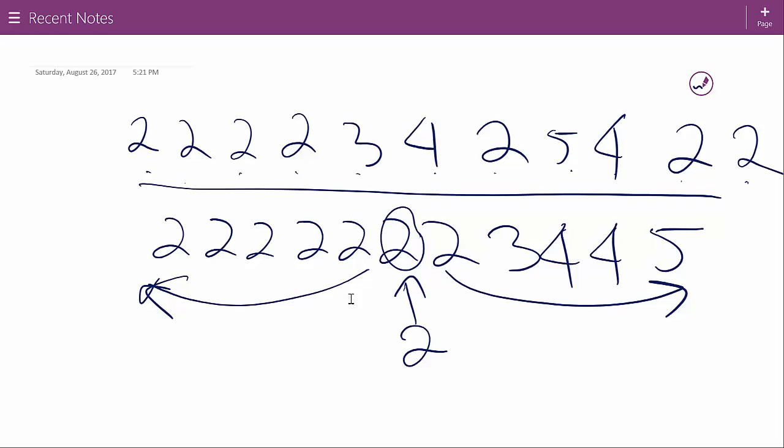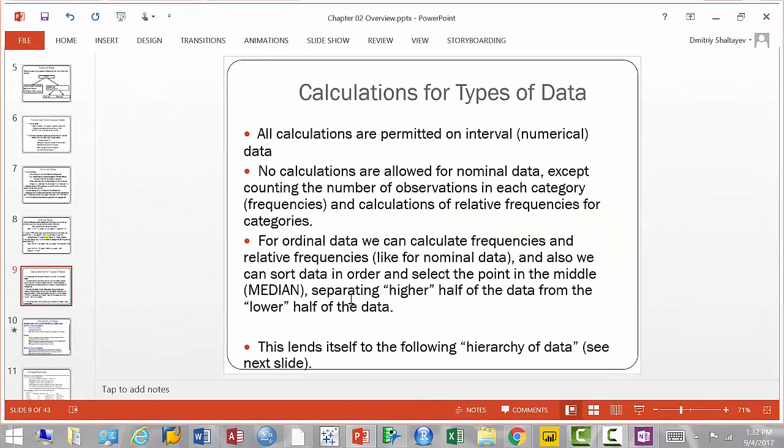That's the only extra thing that I can do with ordinal data that I could not do with nominal data, because nominal has no natural ordering. This one does. So the only extra thing that I could do with ordinal data is to compute the position of the median response. But that's about it. Everything else, ordinal data is not much different from nominal data. It's basically the same thing.